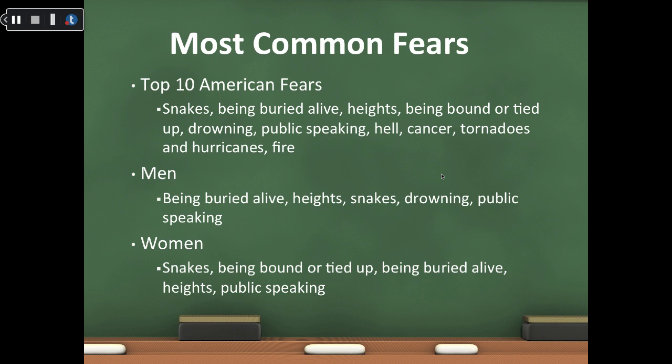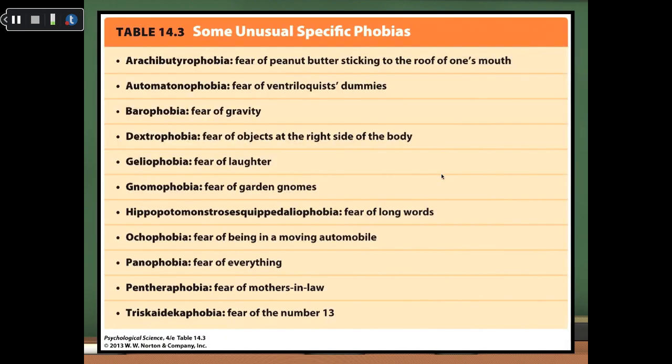So some phobias we have specific names for. These are unusual, but we have names for them. So there is a name for the fear of peanut butter sticking to the roof of one's mouth. There's a fear of gravity, or barophobia. There's a fear of garden gnomes, known as nomophobia.